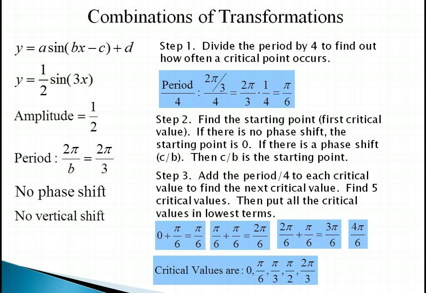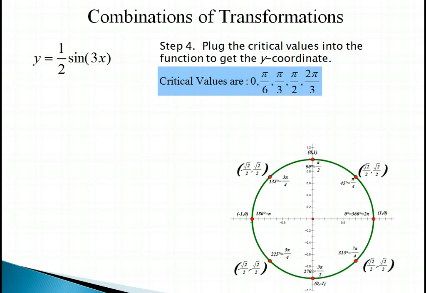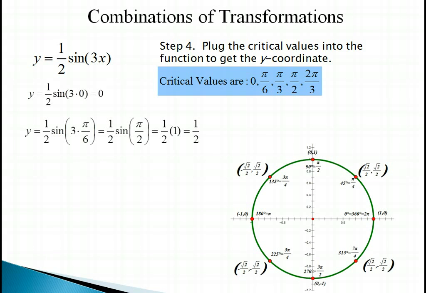You want to take them and plug them into the function to get out your y values so you can plot your points. So starting with 0, well, 3 times 0 is 0, and the sine of 0 is 0. So we end up with a 0, 0 ordered pair. That's a critical point. Okay, now we want to plug in pi over 6. So we're going to multiply it by 3 first, and we get out pi over 2. The sine of pi over 2 is 1, so 1/2 is our output. So that gives us another ordered pair at pi over 6 and 1/2.